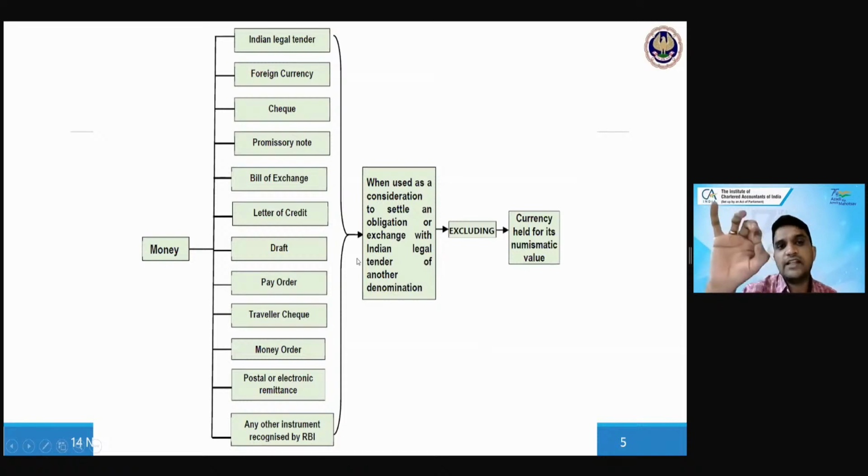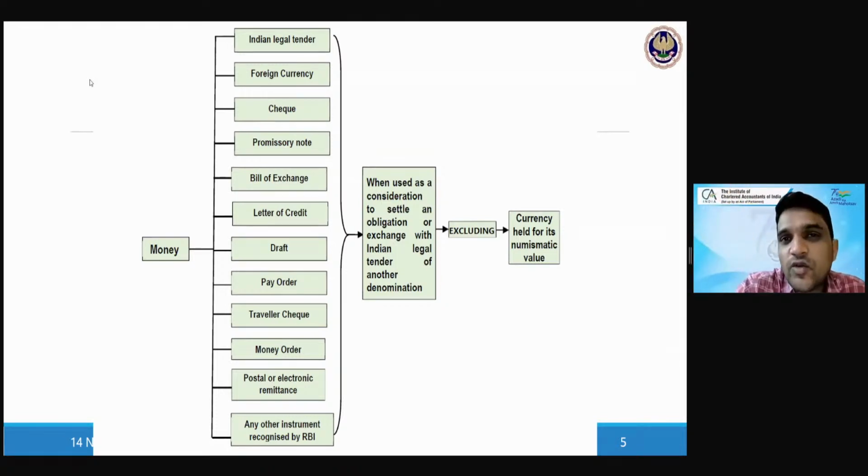Now, what is money? Money could be anything. It's not only hard cash; it includes check, foreign currency, promissory notes, Indian legal tender. Definitely cash is cash only. Apart from that, foreign currency, check, promissory note, bill of exchange, letter of credit. This definition you don't have to remember because they will not ask you what is the definition of money.